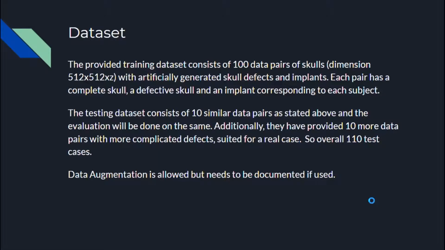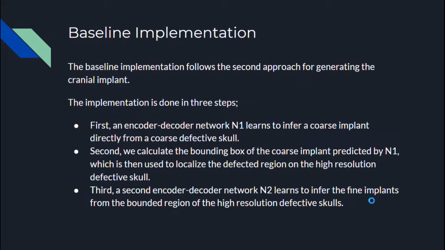Apart from the dataset and the challenge statement, they have also provided us with a baseline implementation of the MICCAI AutoImplant challenge as well. The baseline implementation is done in three steps. What they do basically is use an autoencoder network to infer a coarse implant directly from a coarse defective skull. The coarse defective skull they have obtained by downsampling the original skull, which is provided within the data set.